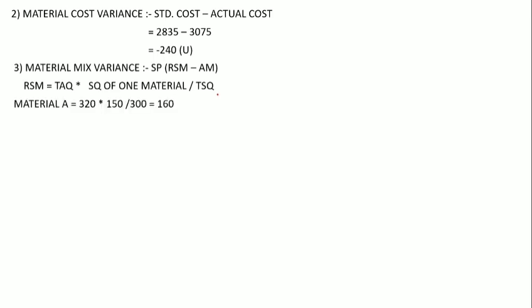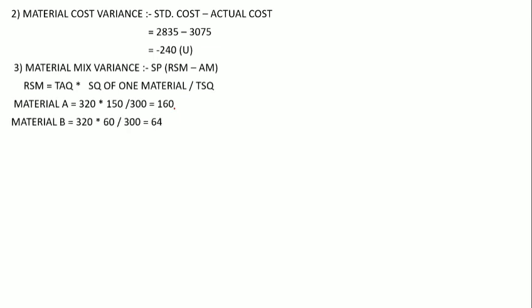Number 3 is material mix variance. So the formula is SP in bracket RSM minus AM. Here RSM is used because when we made the table, the totals of the two tables were different, so RSM will be used. So first calculate RSM for this. The formula of RSM is TAQ multiplied by SQ of one material divided by TSQ. So for material A, TAQ is 320, SQ is 150 and TSQ is 300. So the final answer is 160.